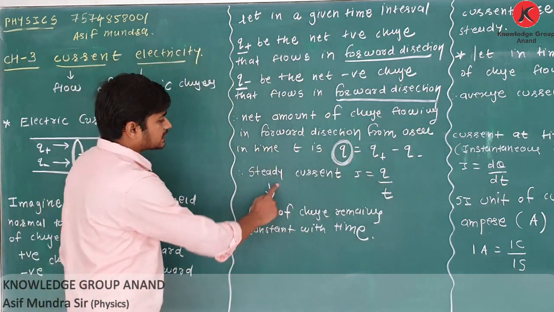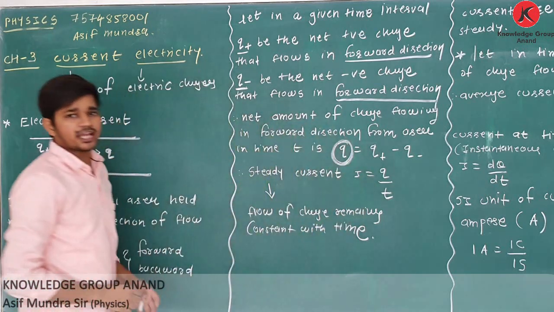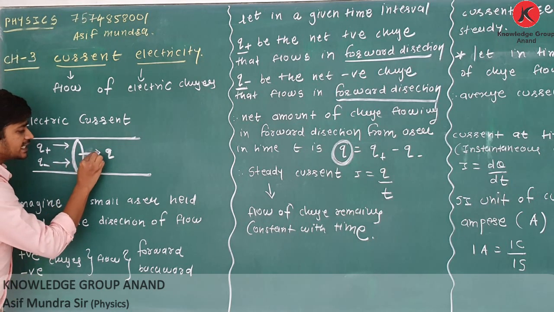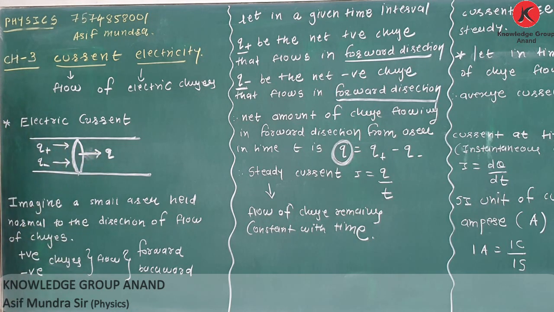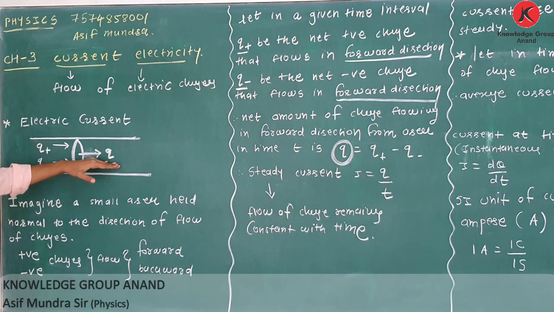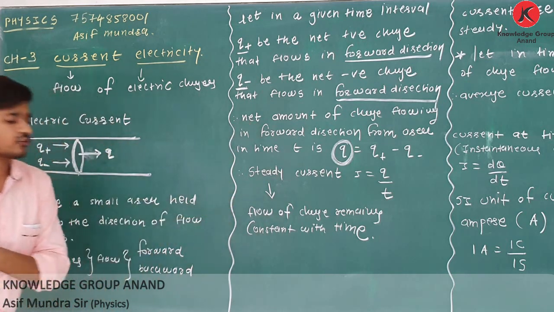What is the meaning of steady current? Steady current means flow of charge remains constant with time. At each and every time, the same amount of net charge is flowing through this cross-sectional area. For example, at time t equal to 1 second, total net charge flowing is 10 coulomb. At t equal to 5 seconds, 10 coulomb. At t equal to 15 seconds, 10 coulomb. Then the value of current will be the same, meaning flow of charge remains constant with time.